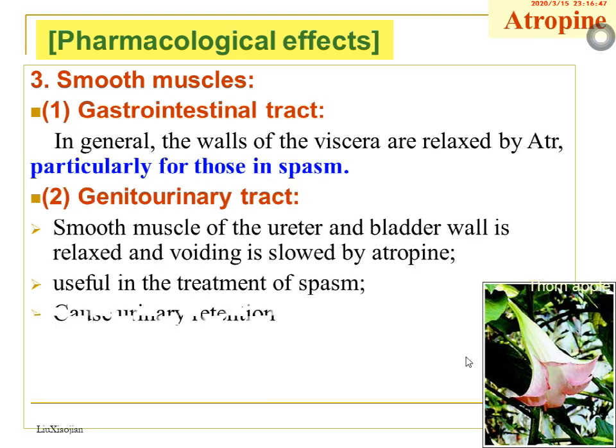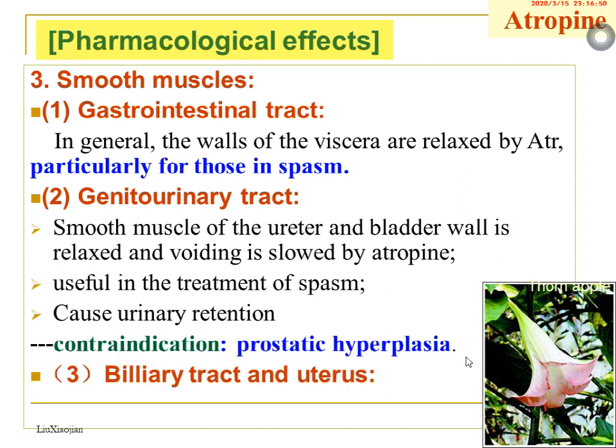Let's go on. Atropine can block M receptors everywhere in the body, and many smooth muscles have M receptors, including the GI tract, GU tract, biliary tract and uterus. First, the GI tract. In general, the walls of viscera are relaxed by atropine, particularly those in spasm. Don't forget, atropine is a competitive antagonist of the M receptor, so especially when the smooth muscle of the GI tract is in spasm, its antagonism is more obvious.